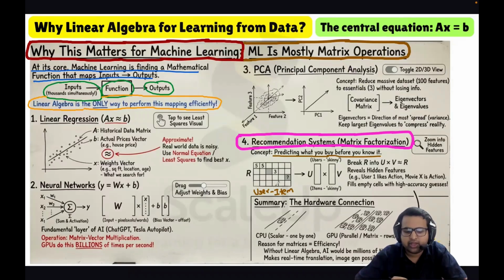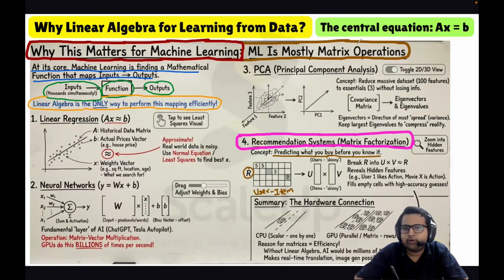Now what we do here is we take this giant user item matrix, I'm calling it R, and we break it into two smaller skinny matrices U and V, such that U times V is approximately R. This process of decomposing a user item matrix into two smaller U and V matrices reveals hidden features, like user 1 likes action movies and movie X is an action movie, allowing the AI to fill in the empty cells with high accuracy guesses.